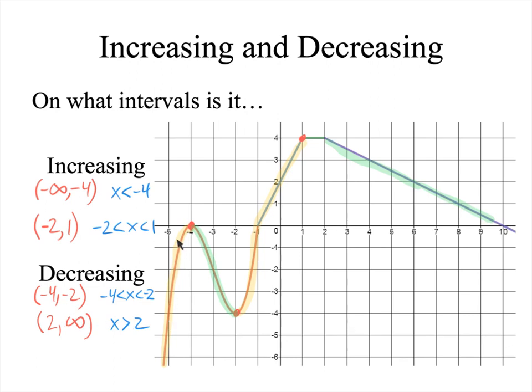So increasing is going up as you go left to right. Decreasing is dropping as you go left to right. And it's about slopes. You can see the slopes are either going positive or negative. Positive for up, negative for down.